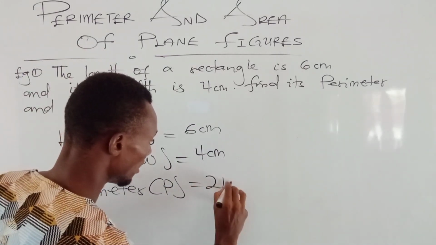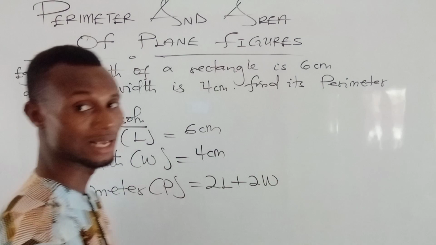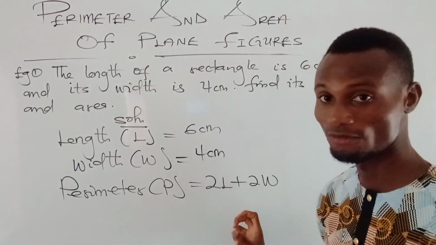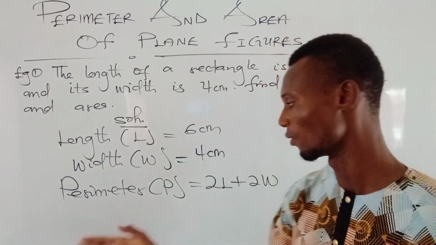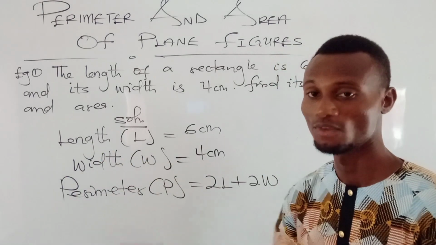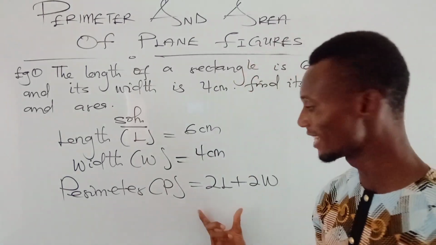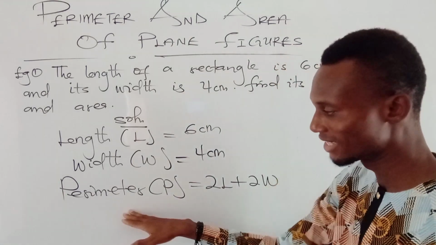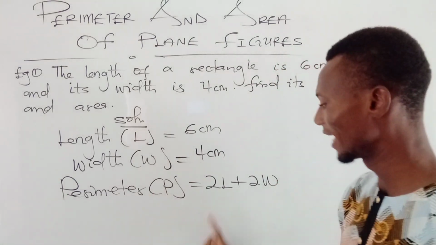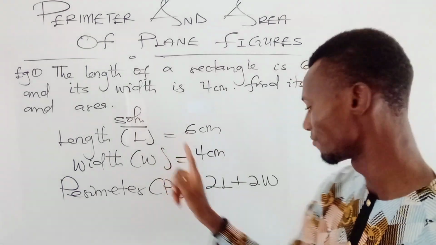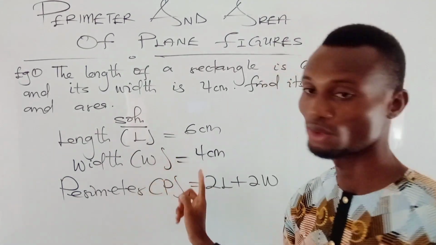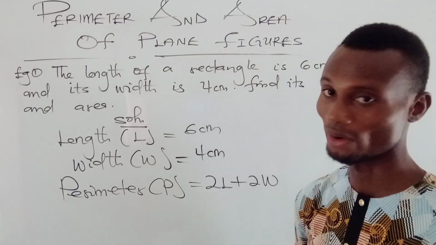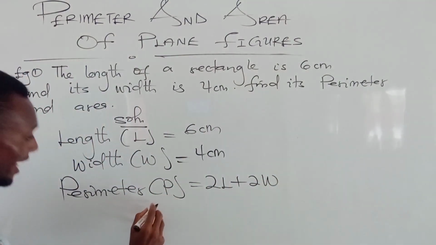So 2L plus 2W. I hope you agree with me up to this point. This formula we proved in the first video. So that's the formula for finding the perimeter of a rectangle, and it's the formula we are going to use. P refers to the perimeter, L refers to the length which we have here, and W refers to the width which we have here. So we are just going to substitute our values into the formula. Let's go ahead and solve for the perimeter.